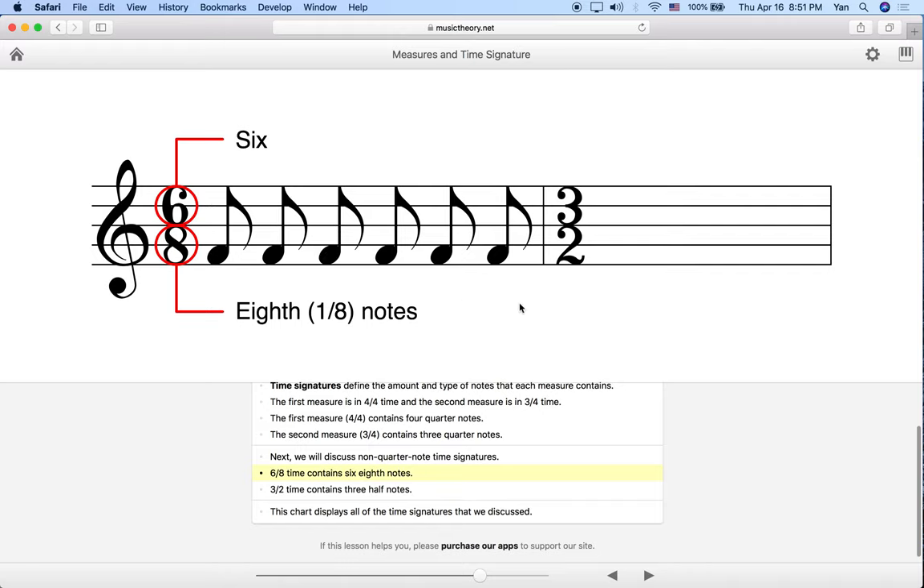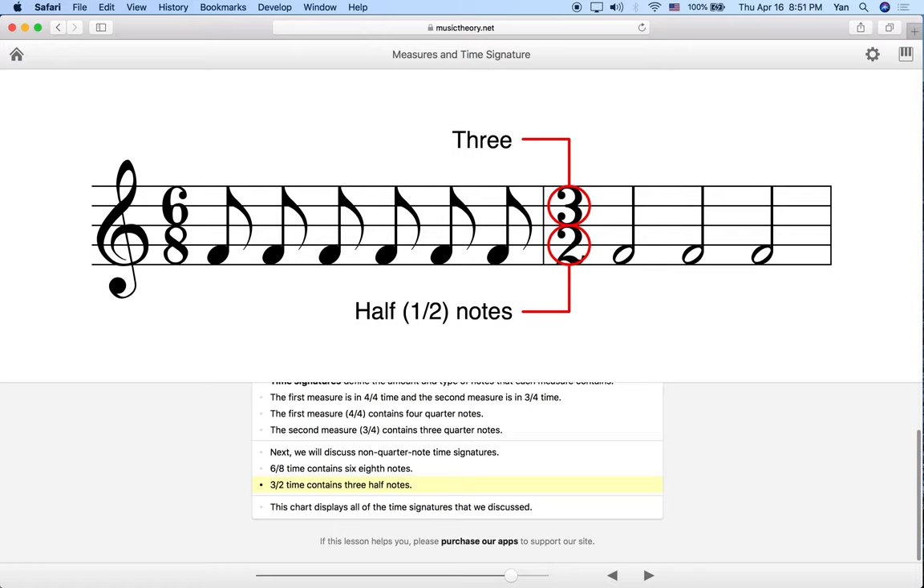So we have 6/8, 6 8th notes, and 3/2. If we do the same process, that number 2 is going to stand for a half note. 4 was quarter note, so 2 is half note. And the number on top is 3, but that's going to mean that there are going to be 3 half notes in this measure. Okay?